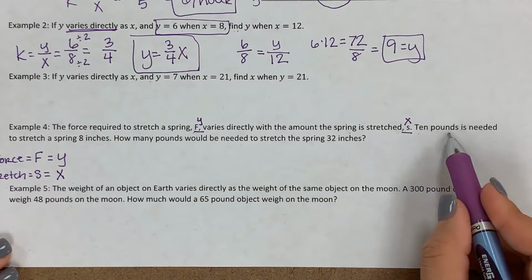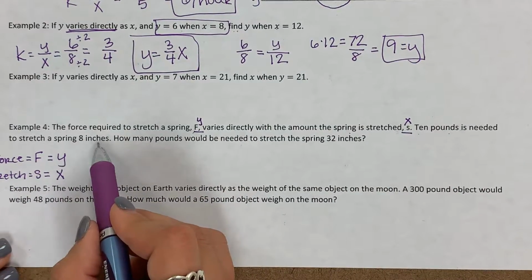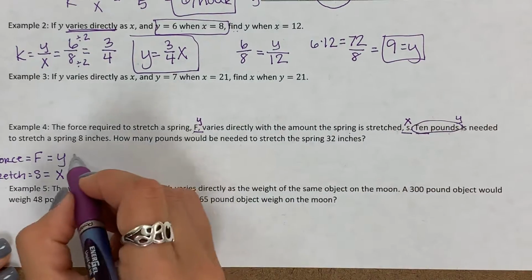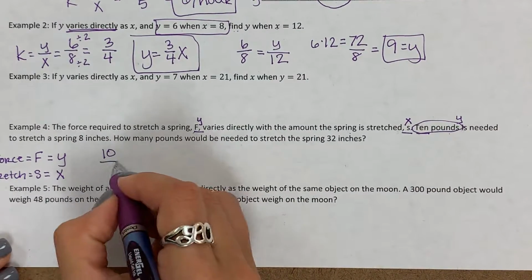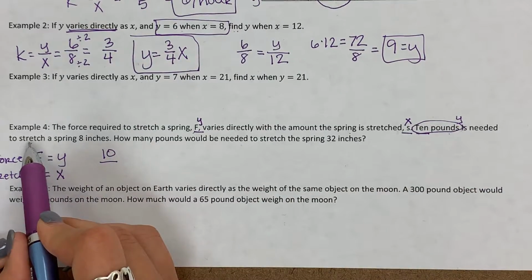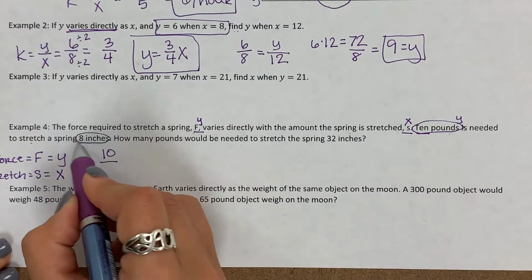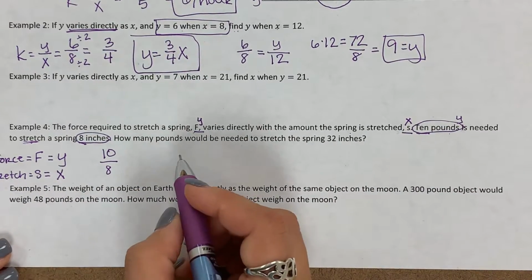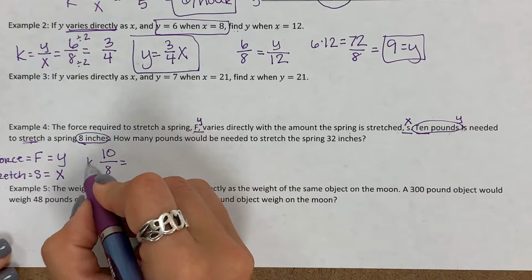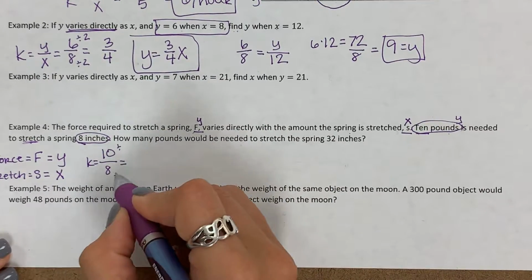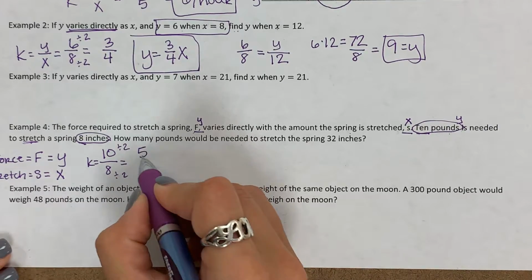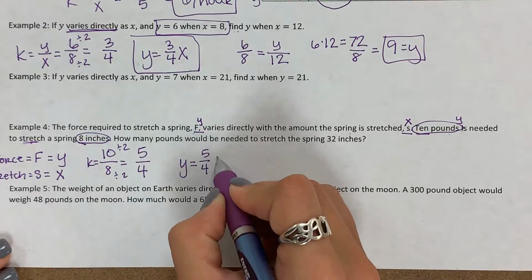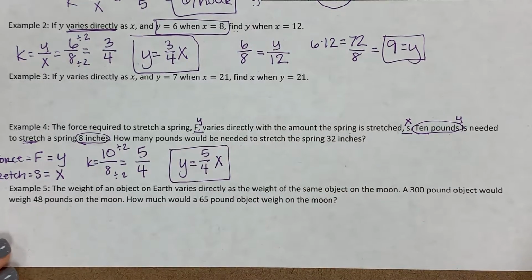From there, 10 pounds is needed to stretch a spring 8 inches. 10 pounds is our force. So that means this 10 pounds is our y value. So we know we have a y value of 10 over an x value of 8 because it's 8 inches. That's the stretch. Remember we talked about S was stretch. So to write the equation for this, we would simplify. This is our k. Both can be divided by 2. So that gives us 5 over 4. So our equation is y equals 5 over 4 x. That's the first half of our answer.